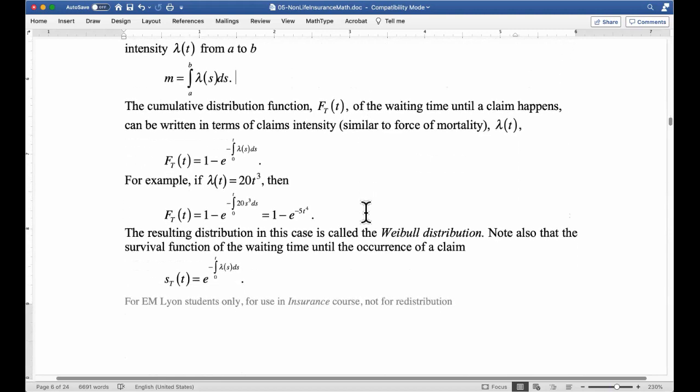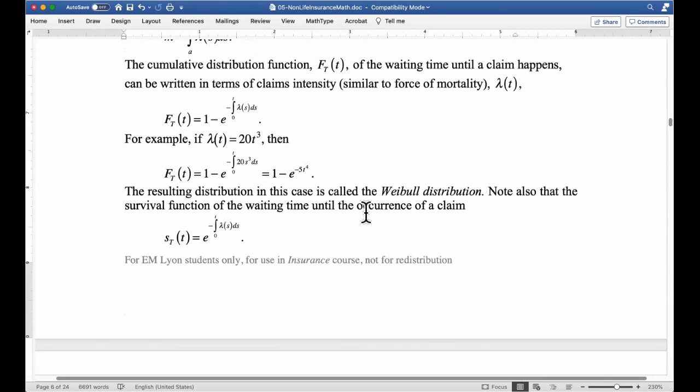The cumulative distribution function F sub T of the waiting time until the claim happens can be written in terms of claim intensity as F sub T of t equal to 1 minus e to the minus integral from 0 to t of lambda of s ds. So for example, if lambda of t is equal to 20t cubed, then F sub T of t is 1 minus e to the minus integral from 0 to t of 20s cubed ds.